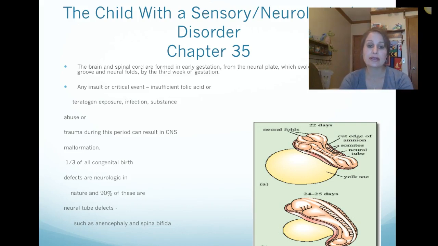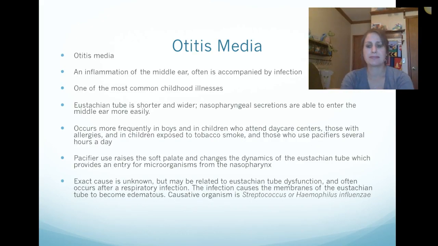One third of all congenital birth defects are neurological in nature, and about 90% of these are going to be the neural tube defects, which is the spina bifida, the encephalopathy. Like I said, go back, look at those. If you have questions about spina bifida or hydrocephalus, those are covered in chapter 21.